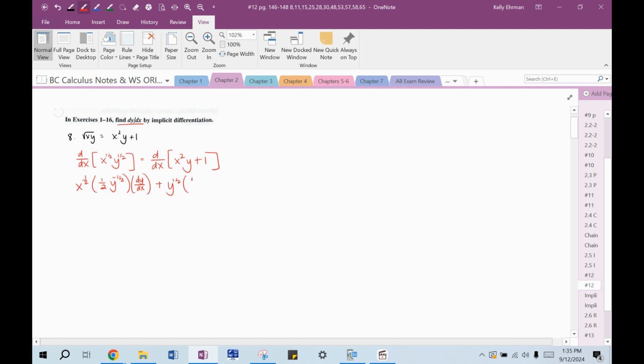So that's first times derivative of the second plus second times derivative of the first. The derivative of x to the 1/2 is 1/2, x to the negative 1/2. I don't need a chain rule there because it would be dx over dx, and that's 1. Okay, on the other side, we have another product rule. First times derivative of the second. The derivative of y is 1, dy dx, plus second times derivative of the first. Derivative of x squared is 2x, plus the derivative of 1, which is 0.